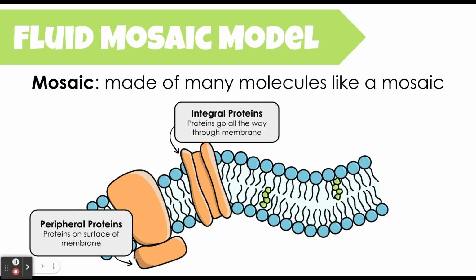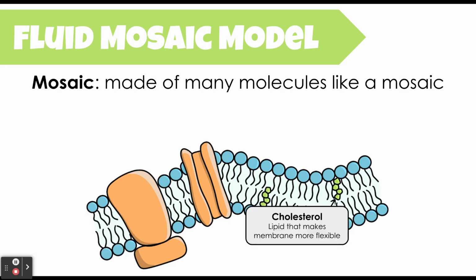If a protein is on the surface of the cell membrane, we call it a peripheral protein. If it goes all the way through the cell membrane, we call it an integral protein. It's integrated through the entire membrane. There are also molecules of cholesterol embedded within the phospholipid bilayer, and these are important molecules that help make your membrane a little bit more flexible and fluid.